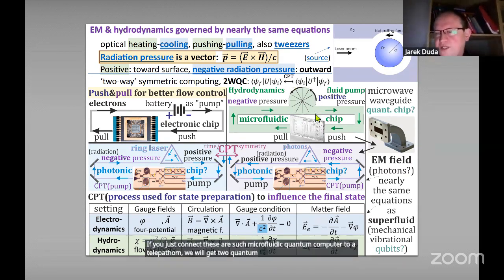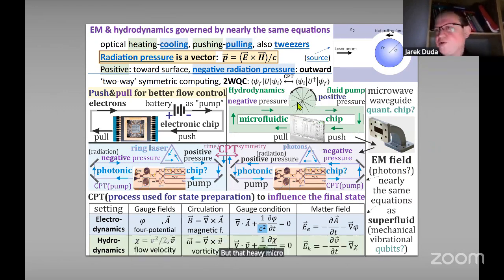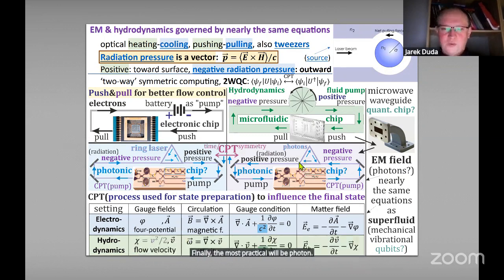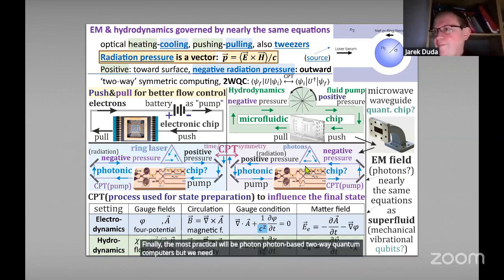So this is another approach. Having a microfluidic quantum computer, it is very easy to get a two-way quantum computer. Now, using this similarity between electromagnetism and hydrodynamics, we should be able to take it also to the microwaves. I haven't heard of microwave quantum computers, but maybe it can be done. But finally, the most practical would be photon-based two-way quantum computers. But we need a pump for photons. So the question is how to build a pump for photons.